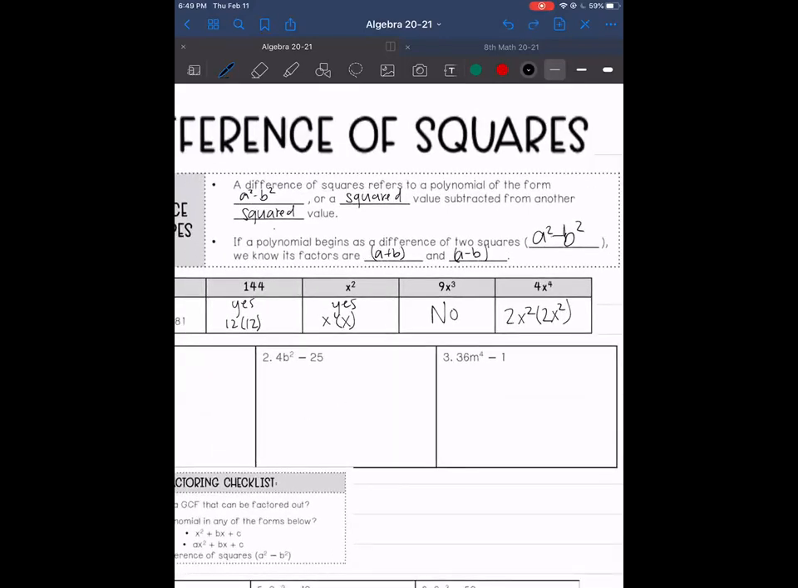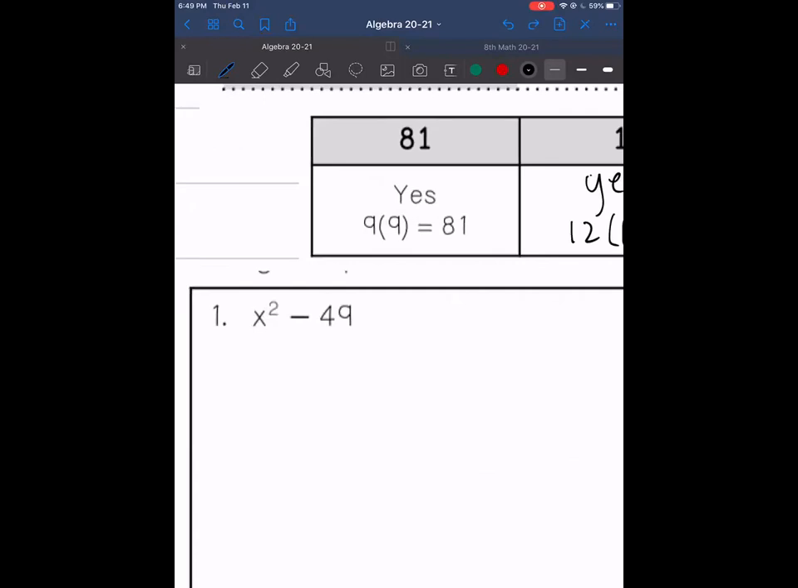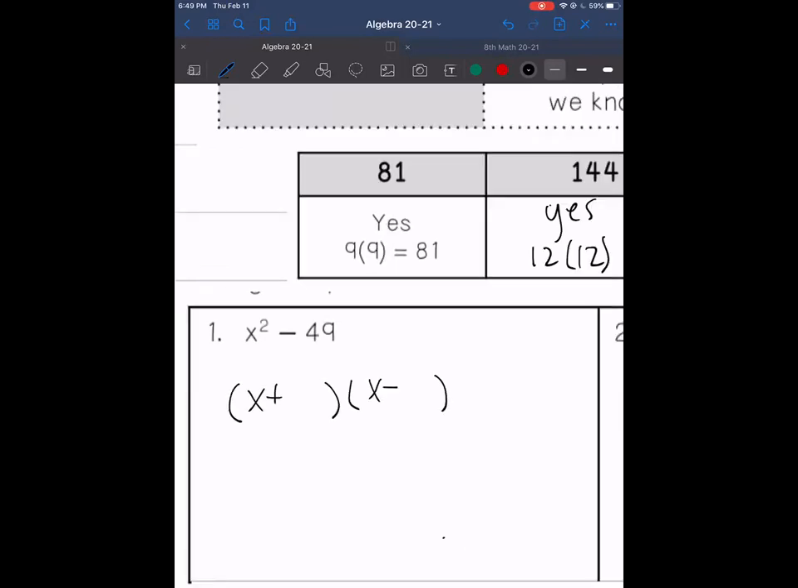Okay, so let's practice. X squared we know is a perfect square, so we know that our a term is x. We know that we're adding and then subtracting. And the square root of 49 is 7, because 7 times 7 is 49. So I know that my two factors are x plus 7 and x minus 7. The reason why I know this is because this was a difference of squares, in the a squared minus b squared format. So those are my two factors.